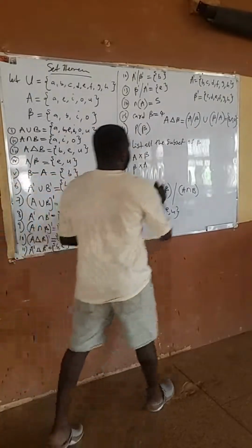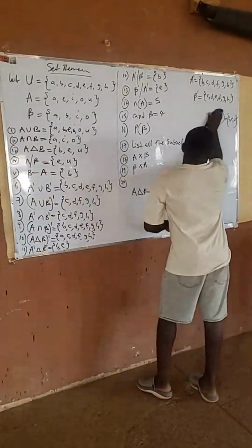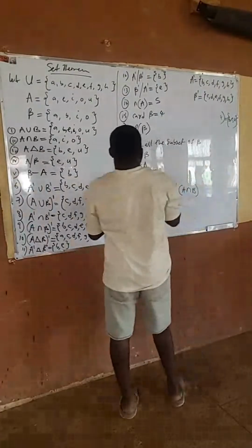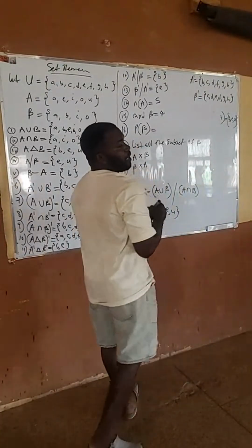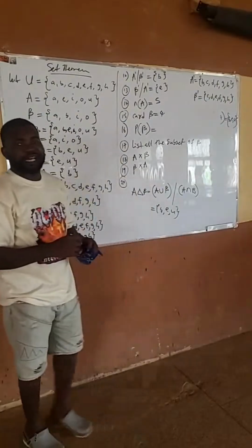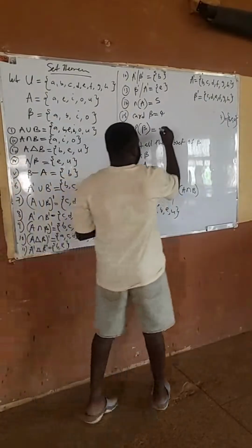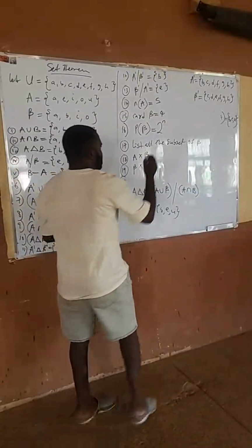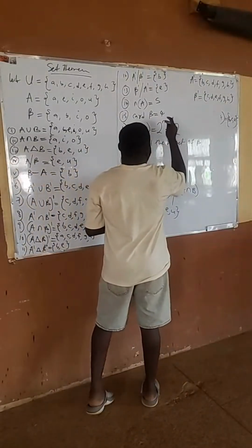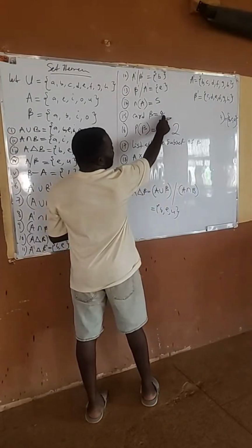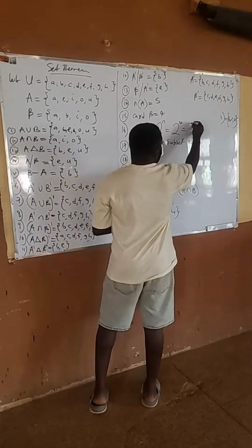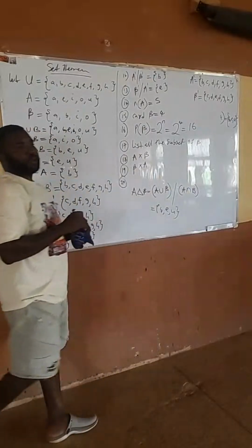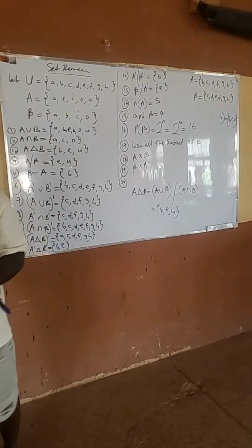So now P of A means the power of A. And in this case, they say we should find the power of B. The power of a set has a formula. The formula is simply 2 raised to power n. So in this case, 2 raised to power n for B is what? 4. So 2 raised to power 4. And 2 raised to power 4 is 16. So the power of set B is 16.